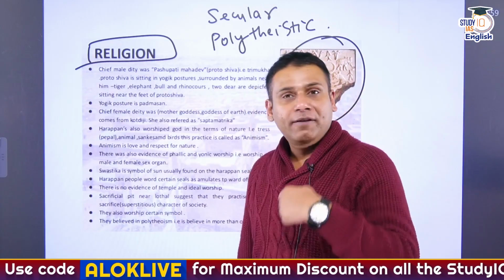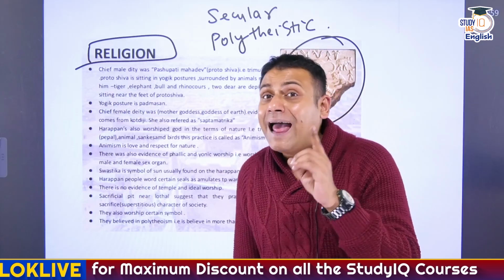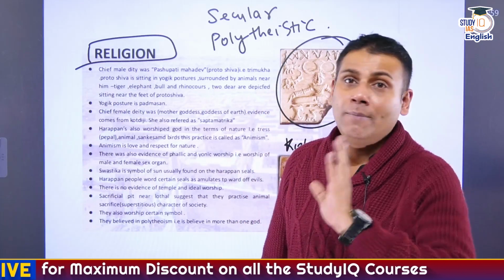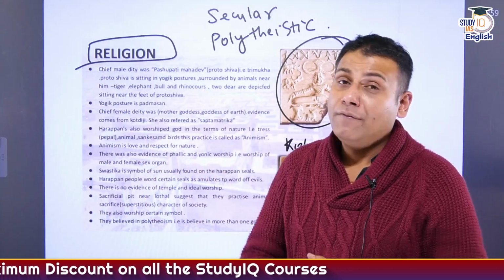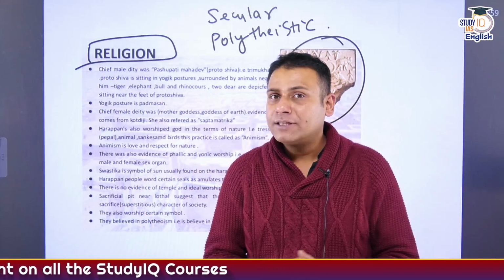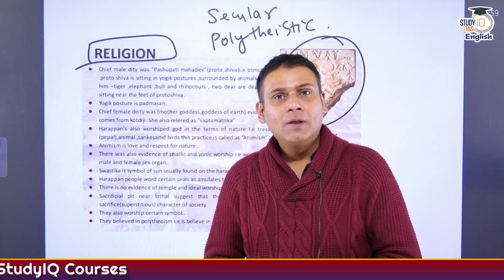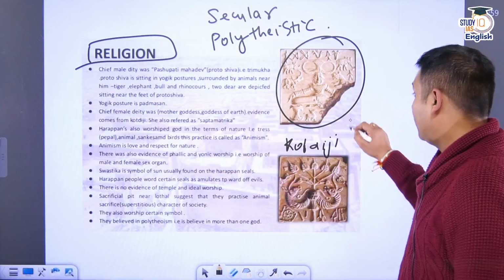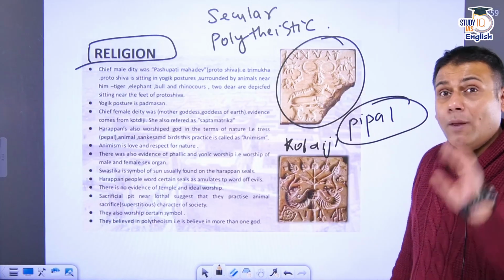It is also believed that the people of the Indus Valley civilization believed in animism. And what is animism? Love and respect for nature. They worshipped trees, animals, snakes, and birds, and these things are depicted on their seals as well. Particularly, we have inferred that they might have worshipped the peepal tree.